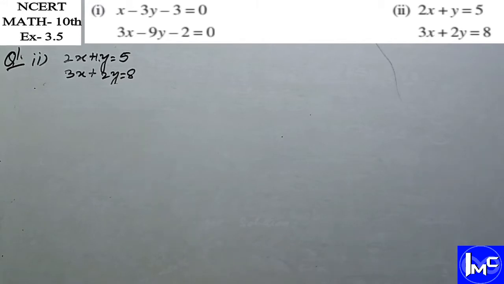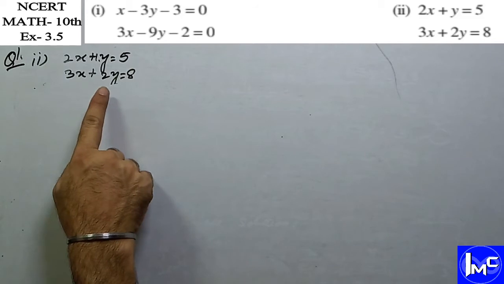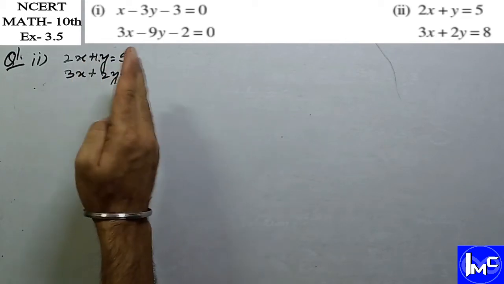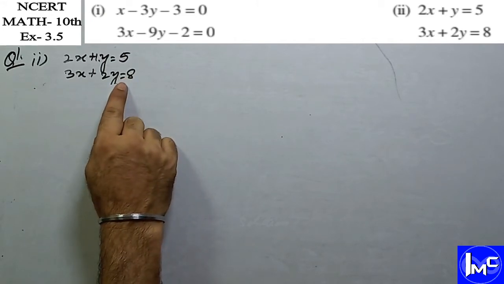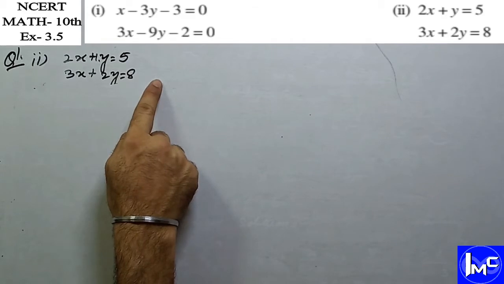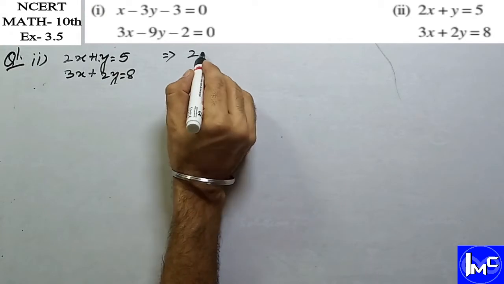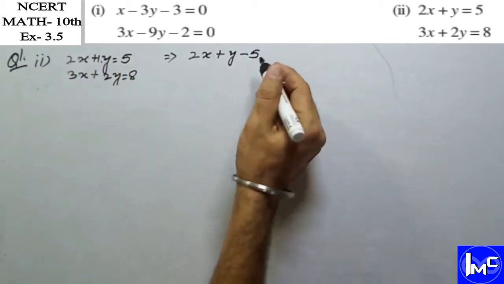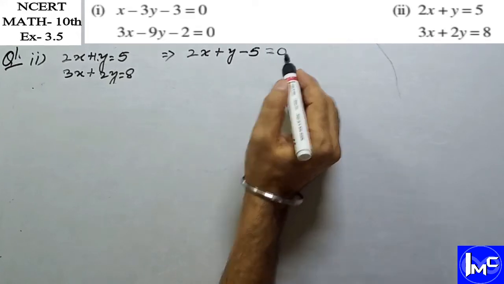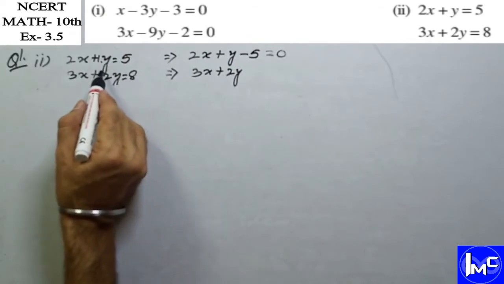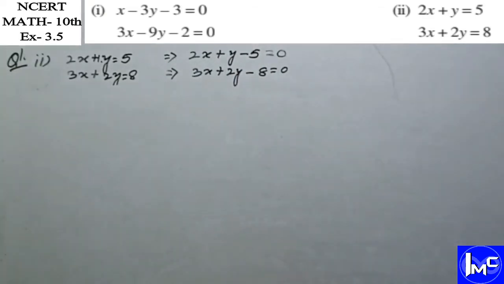Next part of our question is 2x plus y is equal to 5 and 3x plus 2y is equal to 8. In these equations, you can see the constant terms are on the right hand side, or in other words, there is no zero on the right hand side of these equations. So when we are using the cross multiplication method, it is important to make the right hand side of the equations 0. How? You can write them as 2x plus y minus 5. You shift the constant term to the left hand side of the equation, and the right hand side will be 0. So this will also be 3x plus 2y minus 8. It is an important step when we are using the cross multiplication method.